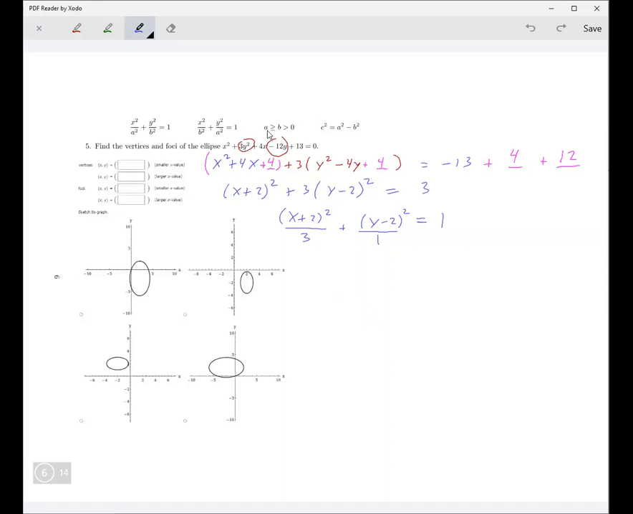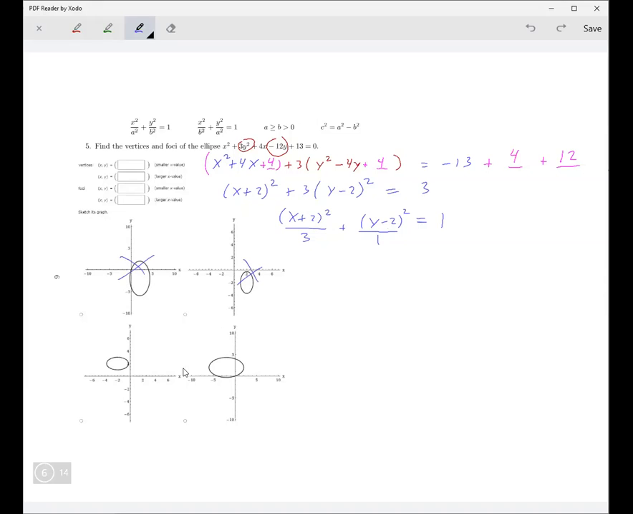So that means if a is greater than b, this one corresponds to the a, and a will be the square root of 3, and b will be 1. And I'm in this case right here. Okay. Now, to graph it, the center is going to be at -2, positive 2. So it's going to be back here, go back 2 and up 2.